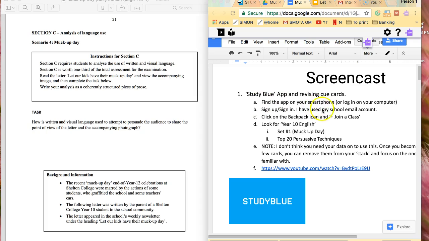So you've got to find the app on your smartphone or log in on your computer. You sign up. I used my school account, so I imagine you would use yours too. There's this little backpack icon that asks you if you want to join a class, but I actually think when you first log in, it'll ask you what school you belong to, and I think you can select that, then join a class, and I've got a Year 10 English one there. And there's 2 sets of cards that you can study. So I'm going to take you to the website.